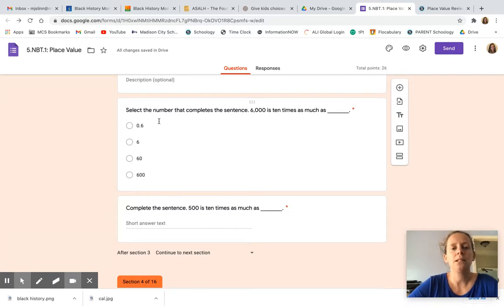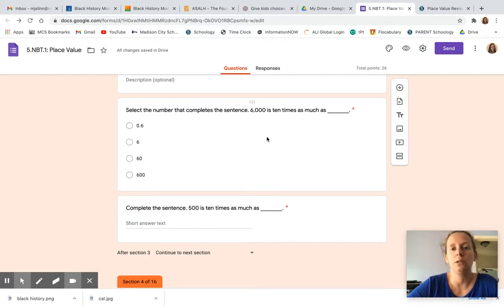Okay, let's look at this one. Select the number that completes the sentence. 6,000 is 10 times as much as blank. Okay, what they mean by that is, another way to put it would be 6,000 equals 10 times what number? So write down that equation and use that to help figure it out.